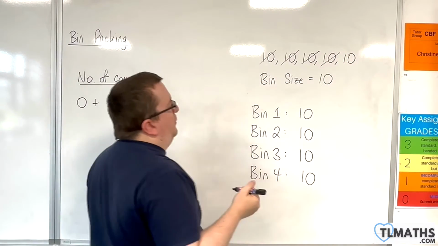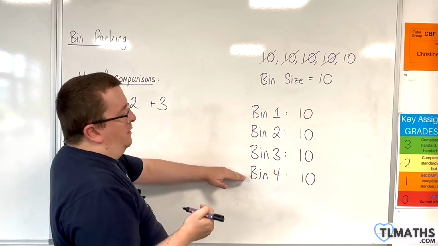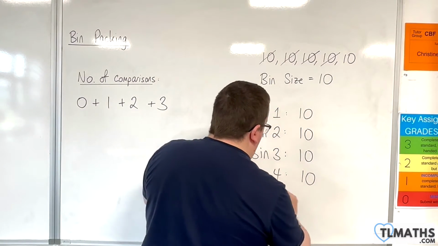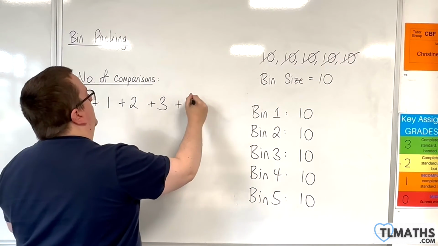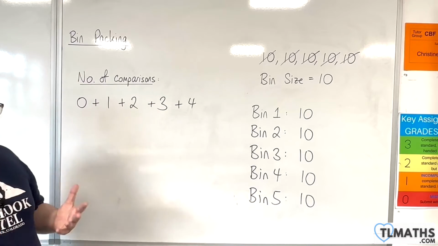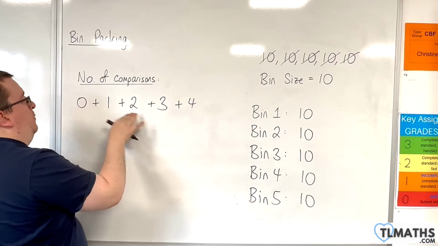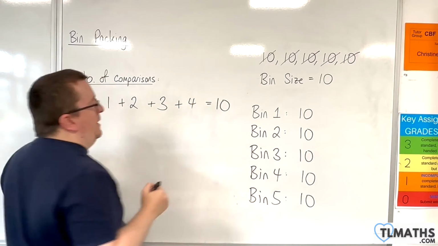The last one comes along. It can't go to bin 1, can't go to bin 2, can't go to bin 3, can't go to bin 4. I've made 4 comparisons. It's going to go into bin 5. And so, in total, I have made 4 plus 3 plus 2 plus 1 plus 0, which is 10. So 10 comparisons.